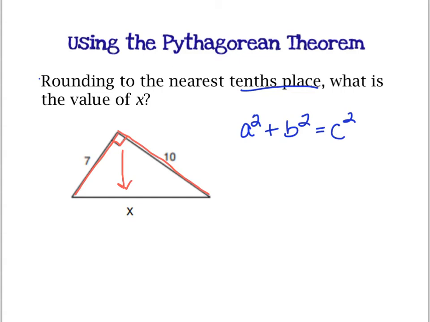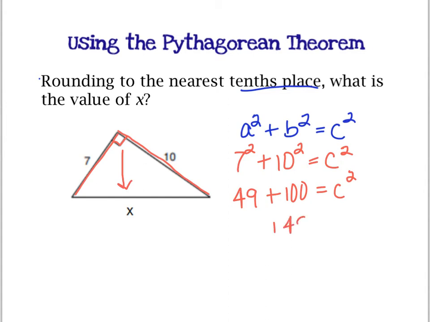So this triangle, it's still a right triangle, it's just turned from the way that we saw it before. So I'm going to use 7 squared as a. Again, technically it doesn't matter, I could have put 10 in. 7 squared plus 10 squared equals c squared. So I'm still looking for my hypotenuse. 7 squared is 49. 10 squared, 10 times 10 is 100. This all equals c squared. 49 plus 100 is 149 equals c squared. And then my last step, I need to take the square root of 149 to get c by itself.